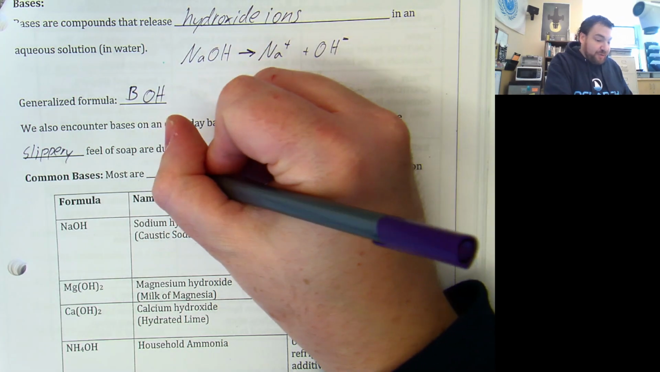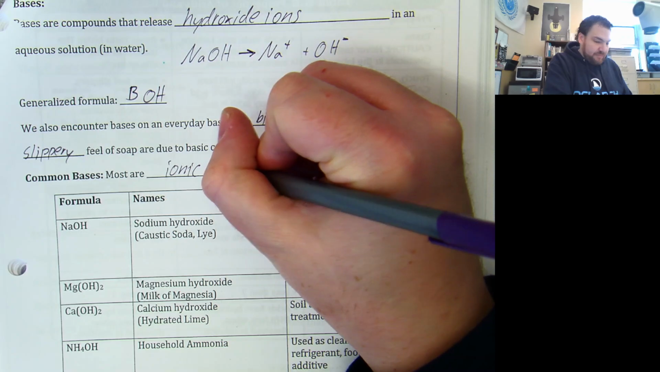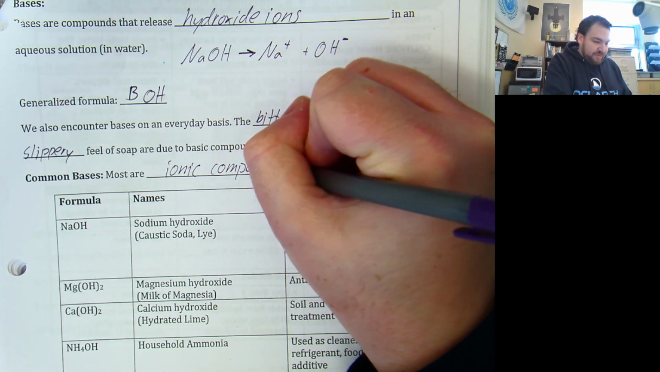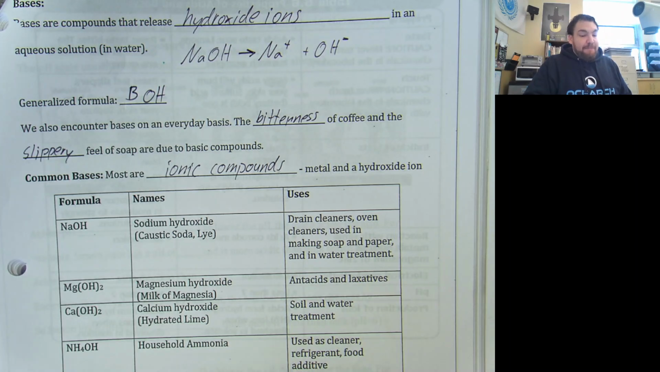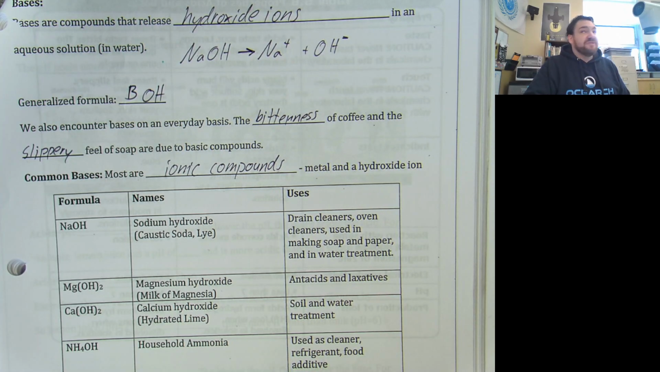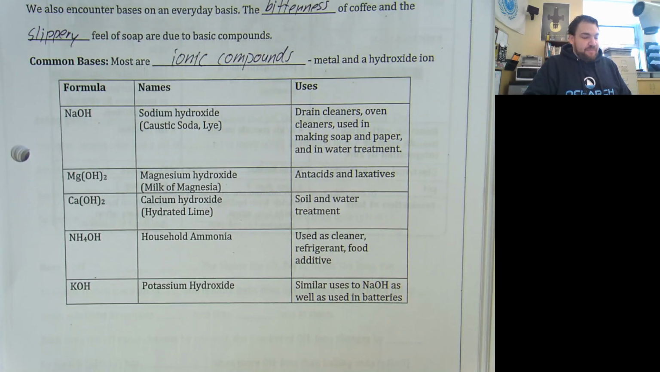Again, most of these are also ionic. Compounds made up of a metal and a hydroxide ion. Specifically, the first two columns of the periodic table: lithium, sodium, beryllium, magnesium, potassium, calcium. Those ones are the more common bases you'll experience. But some of them are others as well. Here are the common ones.